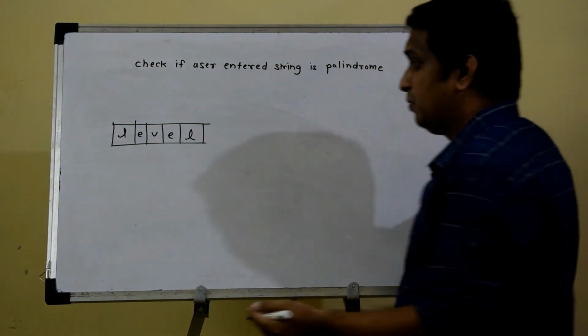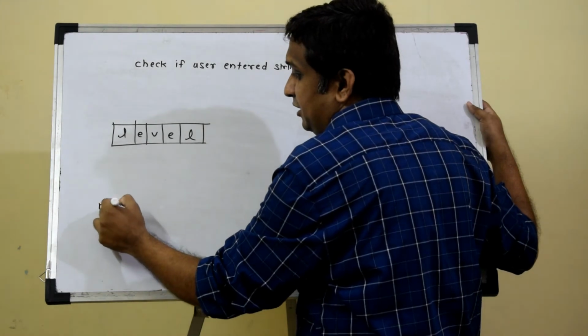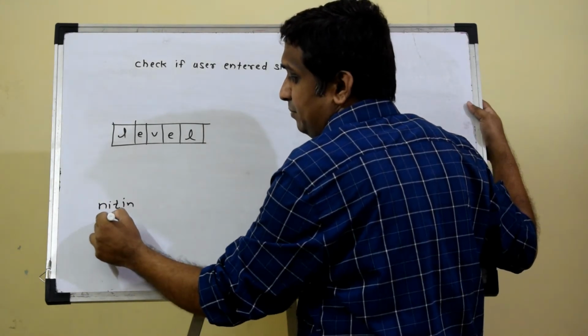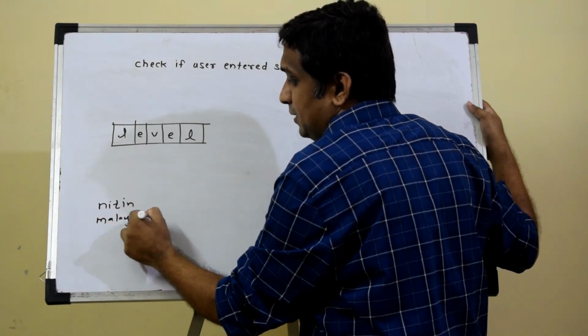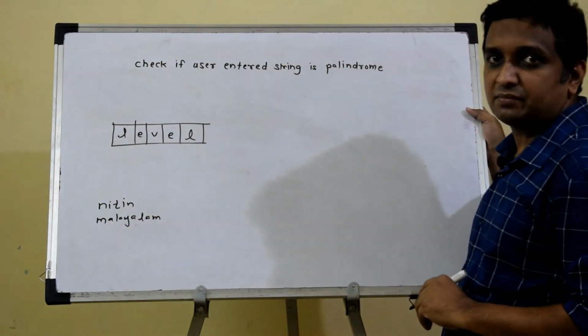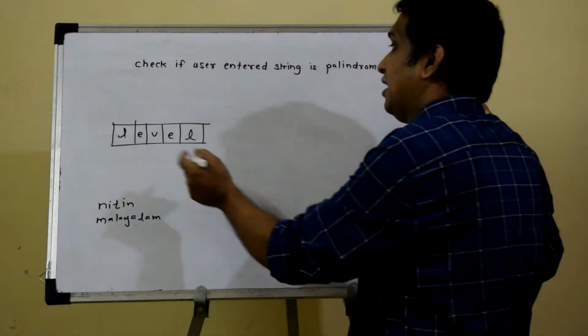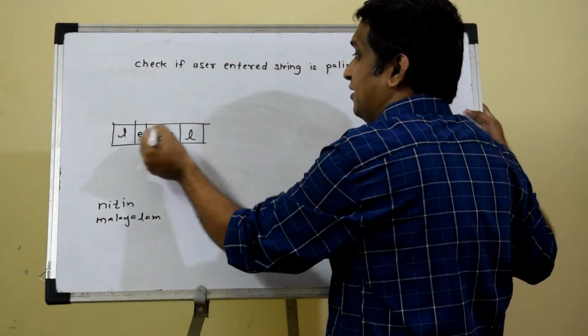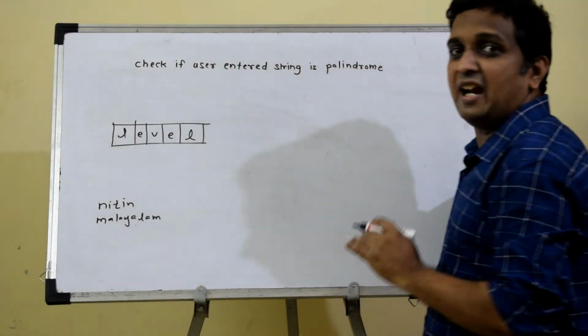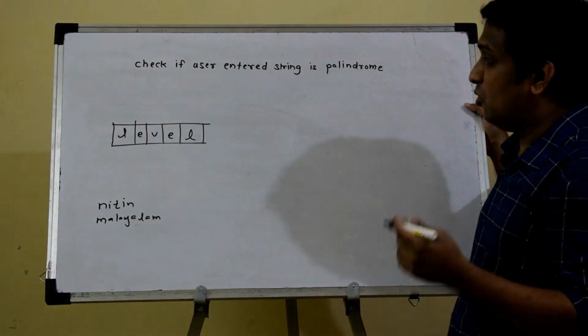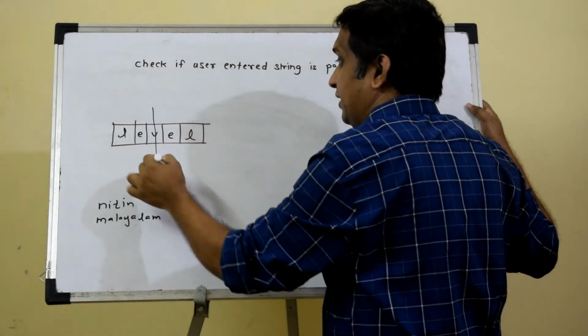Other examples of palindrome strings are Nitin and Malayalam. These are palindrome strings. Now, how to apply logic for that? I will compare the first character with the last character, the second with the second last, the third with the third last, and so on till the middle of the array.